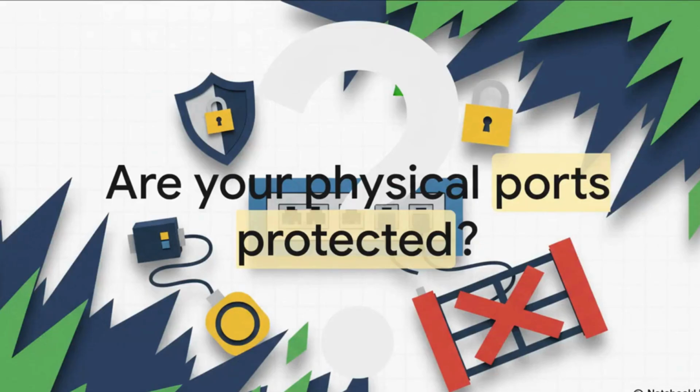As we wrap up this explainer, I want you to visualize the physical infrastructure of your own workspace. Look at the wall ports around you right now and ask yourself, are they actively defending your network or are they literally just waiting for a rogue device to plug in? Take control of your Layer 2 security and lock down the front door.